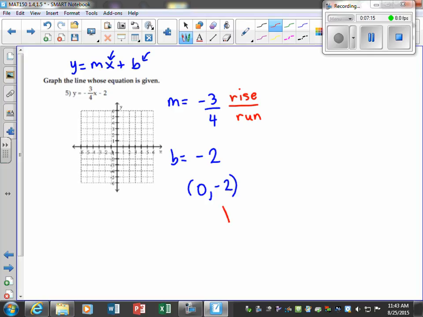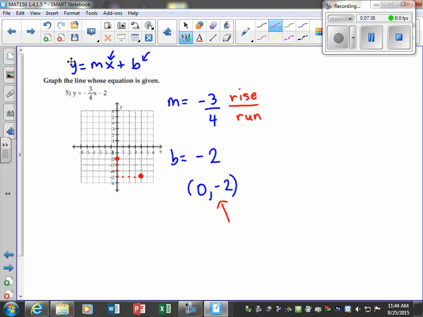So we always want to start with our slope-intercept. So you go to (0, negative 2). That's where we start. And then we apply this slope. So we want to go down 3, right 4. So let's see. Down 1, 2, 3, to the right 1, 2, 3, 4. And then you would put another point.